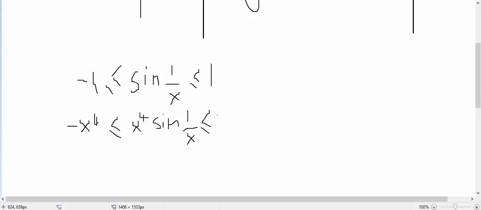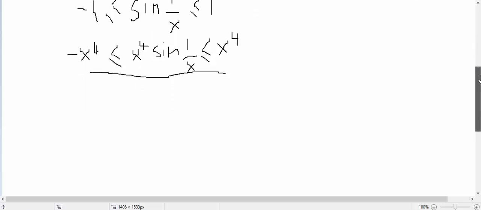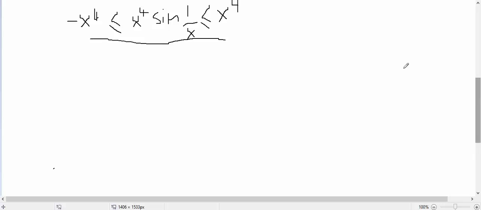X to the 4. So we multiplied everything here by x to the 4, and that's what gave us the second part of the equation. And now all we have to figure out is, do these two bounding functions approach 0? Because if they do, then the inside part approaches 0. There we go, that's a bit clearer.